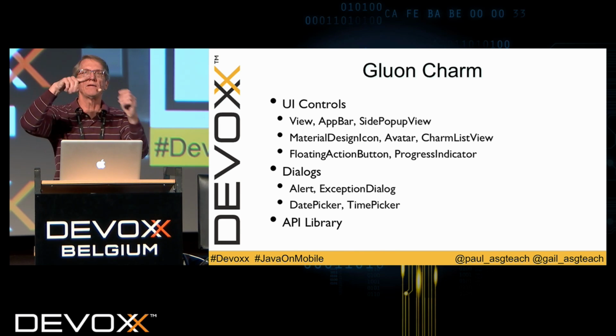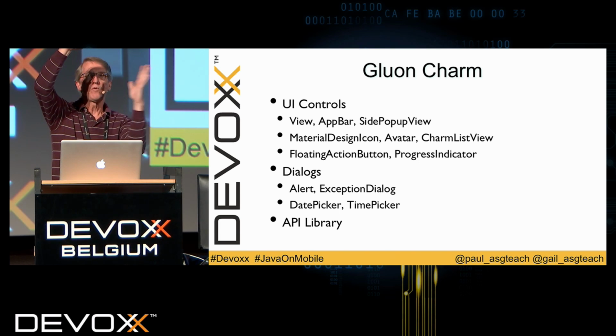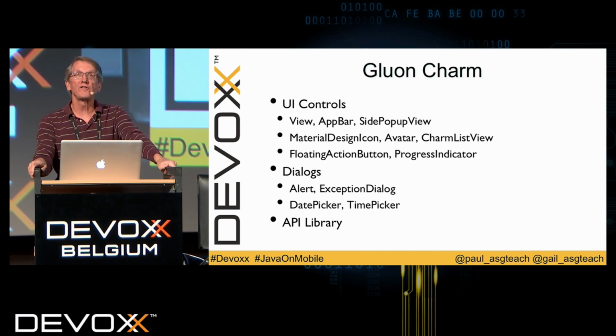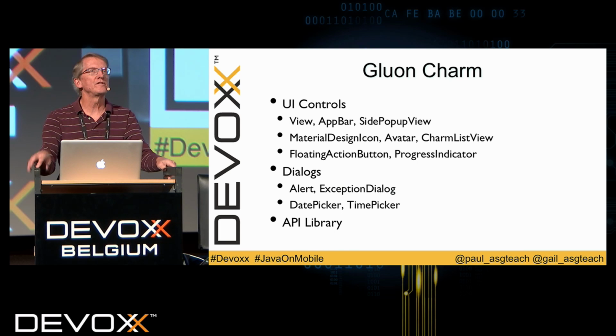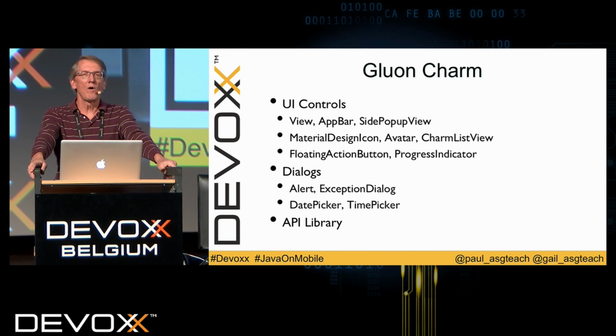Now, in the Capital Punish app, you saw these things coming in from the right, the bottom, the top, or the left. And these are called side pop-up views. This is a layer that slides in on top of the current view from any of the four sides that I just mentioned. And these side pop-up views will stay in place until the user dismisses them. And notice, as Gail showed you, that the main view becomes opaque while the side pop-up view is visible for the user. Remember that the Gluon charm controls are following the material design guidelines.